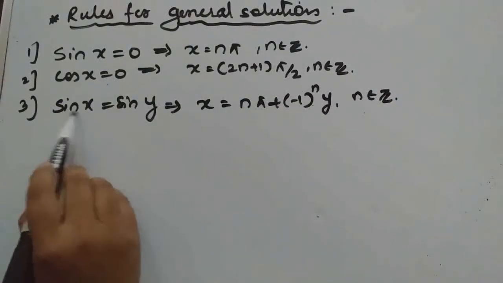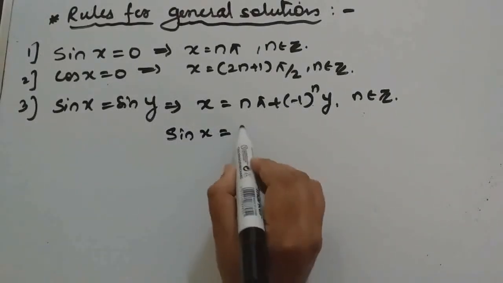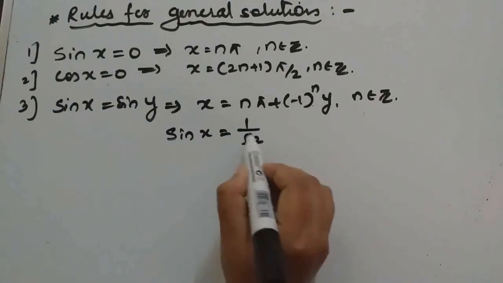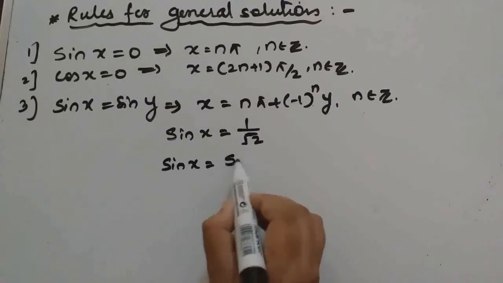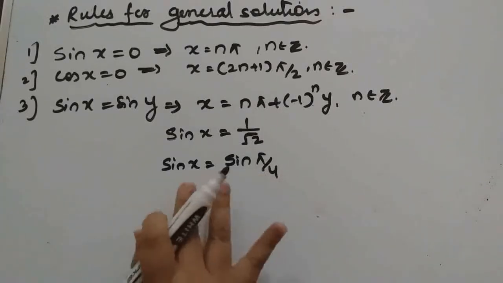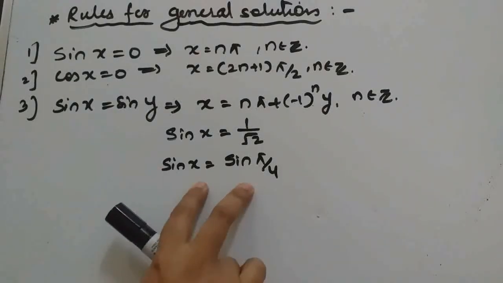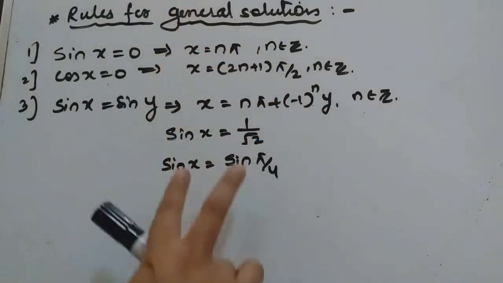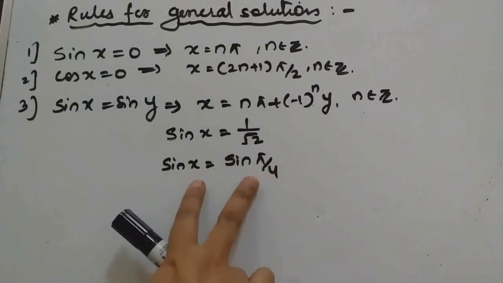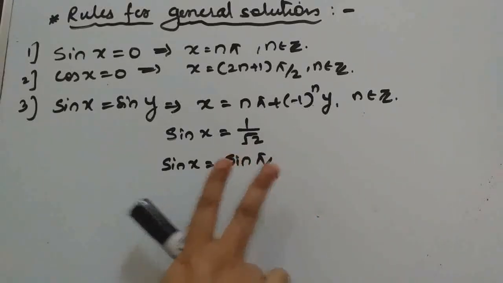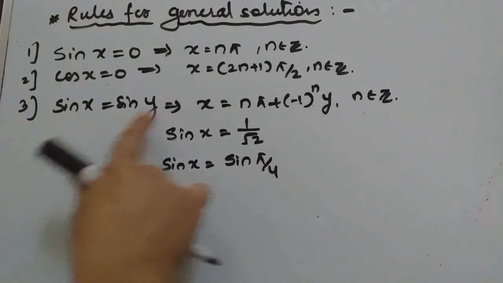Now how will it work for sin x equal to sin y? Suppose sin x is equal to 1 by root 2. We know 1 by root 2 means sin pi by 4. So now this has become this type. Here we are not finding the principal solution. What we are finding is general solutions, so no need to check in which quadrant it will be positive. That method we will use to find the principal solution, and for the general solution we will use these rules.